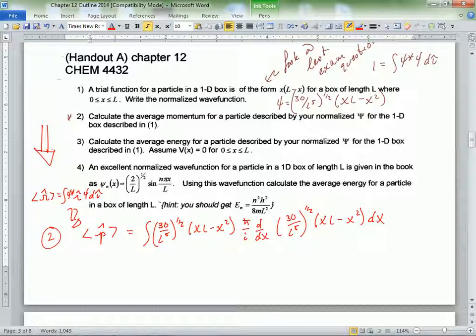So we pretty much just take the derivative. What can we pull out of this integral? Well, what are our limits? 0 to L, so we can put those in. d tau is dx. What can we pull out of that integral? 30, yeah, 30 over L to the 5th. Good. What else?